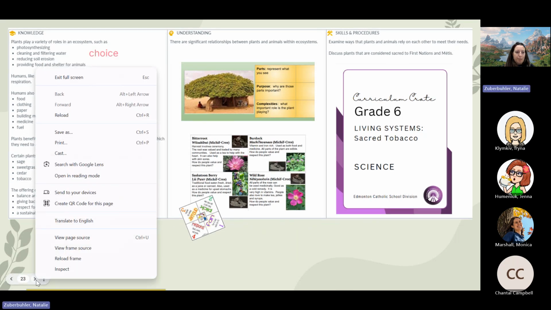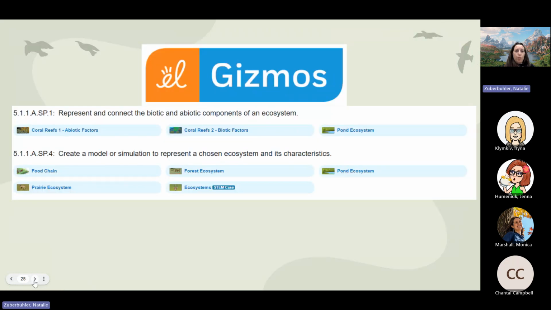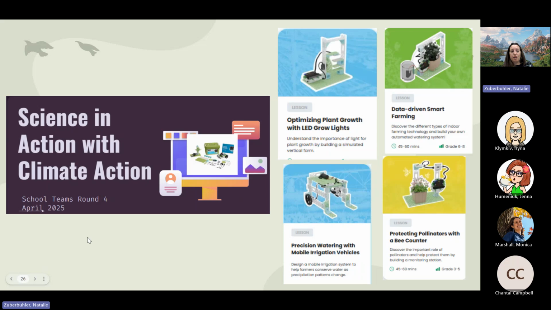As always, we have Gizmos to support grade 6. You're going to see Coral Reefs 1 talk about abiotic factors, Coral Reefs 2 talk about biotic factors. There's the pond ecosystem, the prairie ecosystem, and then a general STEM case on ecosystems in which you can explore all those relationships. If one thing changes, what happens to the other?